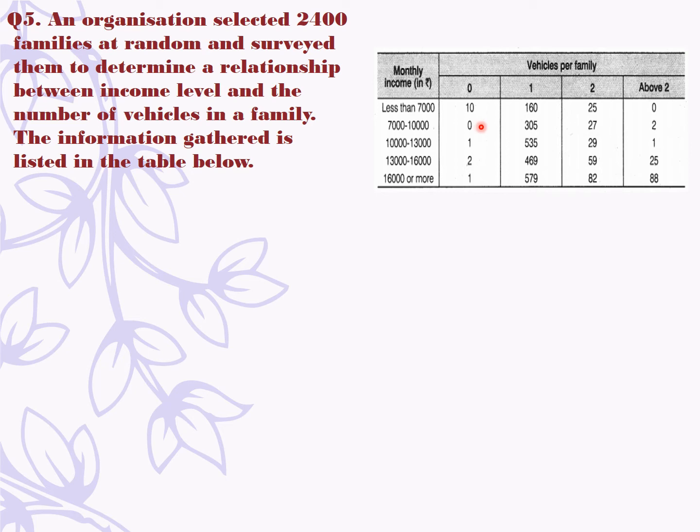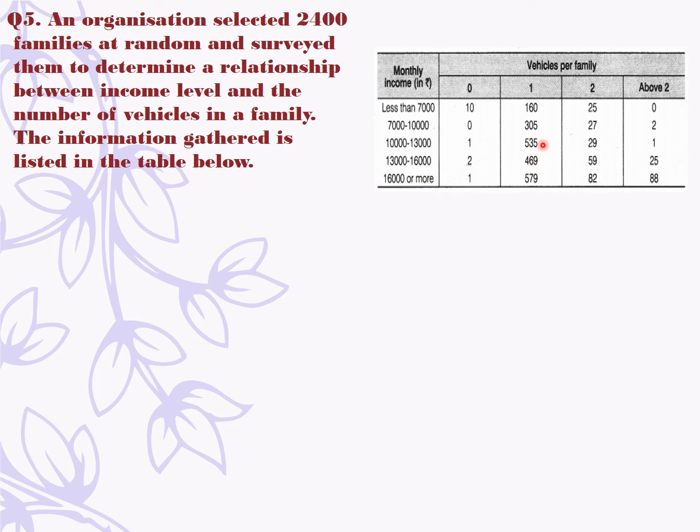The number of vehicles is 0, that is, no vehicles for a family, but their income is between 10,000 and 13,000. One such family is there. Again, there are 2 families who have no vehicle, but their monthly income is between 13,000 and 16,000.